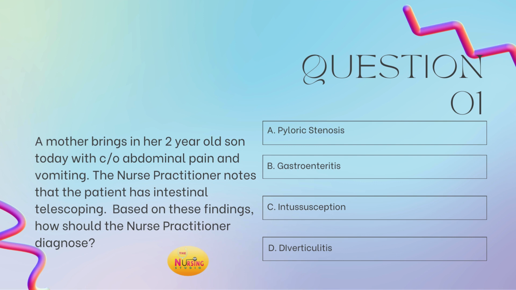Pyloric stenosis, that's where they have that narrowing and thickening of the duodenum, and they typically have that projectile vomiting, right? Gastroenteritis, you know what that is. That's more the upset stomach, diarrhea, very standard, no intestinal telescoping. They need a simple BRAT diet. And diverticulitis, they can have the constipation and the diarrhea, but they don't have intestinal telescoping, right? So you can rule those out.